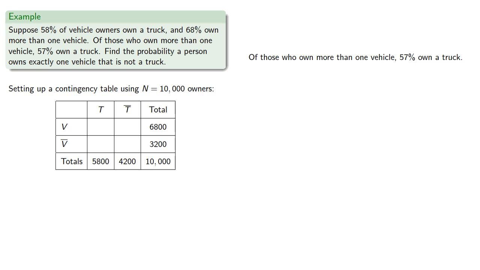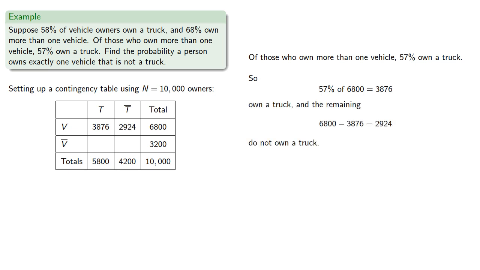Now, we are given a conditional probability that of those who own more than one vehicle, 57% own a truck. And so that's 57% of the 6,800 who own more than one vehicle, and the remaining do not own a truck.